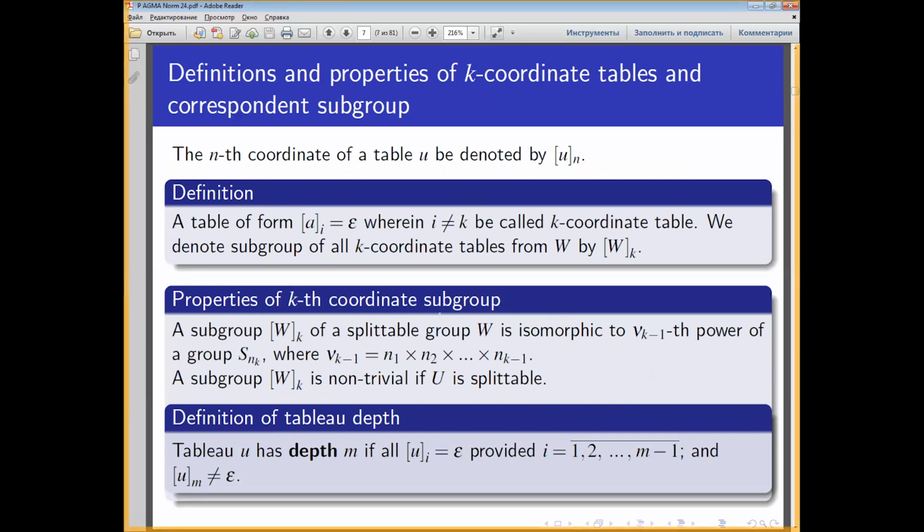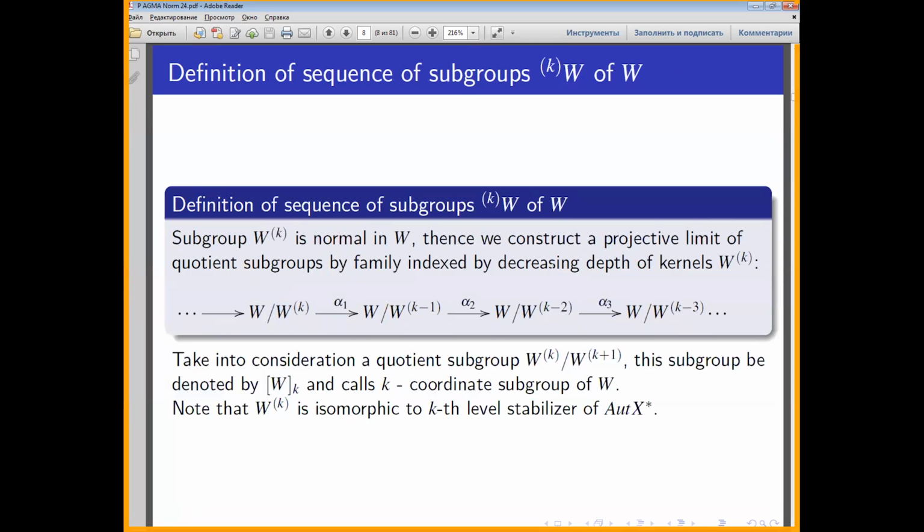Not each subgroup is splittable in a wreath product. We can specify such a group, the coordinate subgroup or coordinate set, which can be under a special condition too. This subgroup has the order n1 times n2 times and so on times n_{k-1}, where n_i is the degree of the group of permutations. It's a coordinate subgroup of the infinite wreath product of permutational groups W. Also, we can define the projective limit by constructing a series of factors W by W_k, where W_k is the k-th base of the wreath product. And we can construct such homomorphisms.